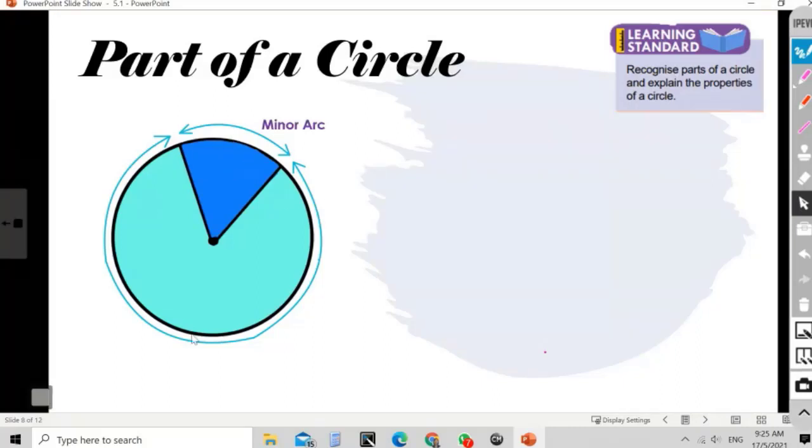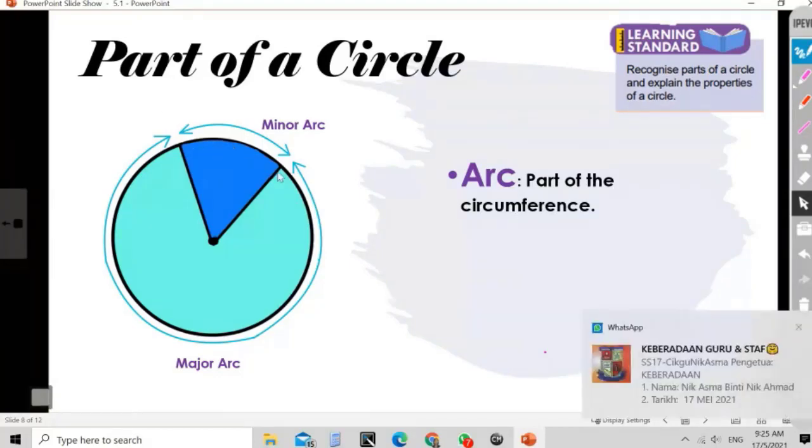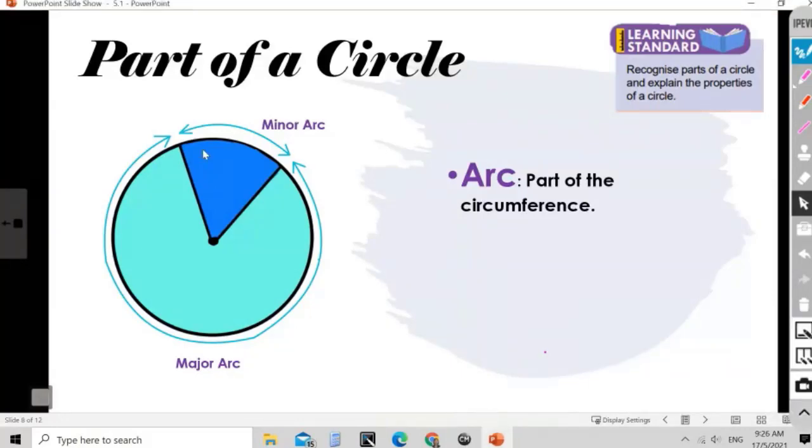So how about the other one? This is minor. The other way around is major, so major arc. An arc is a part of the circumference. The minor one, the small, short one, is a minor arc. This one is a major arc.